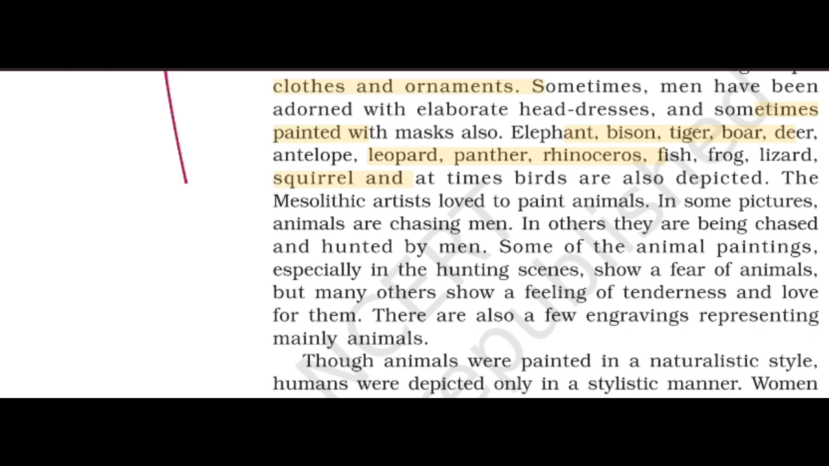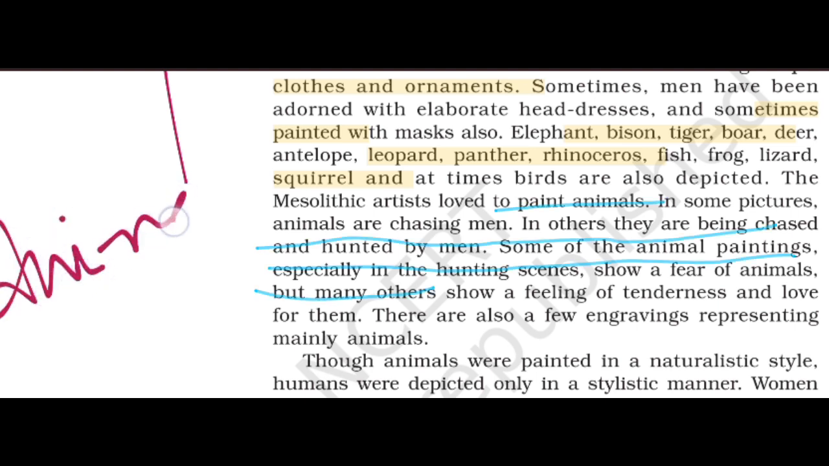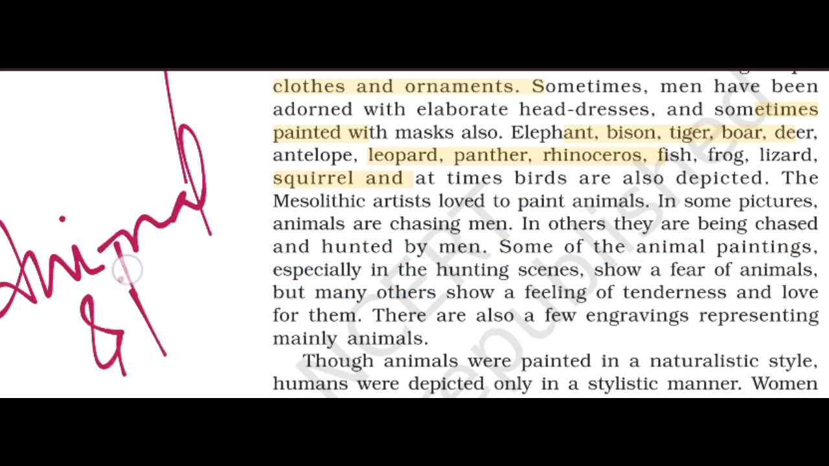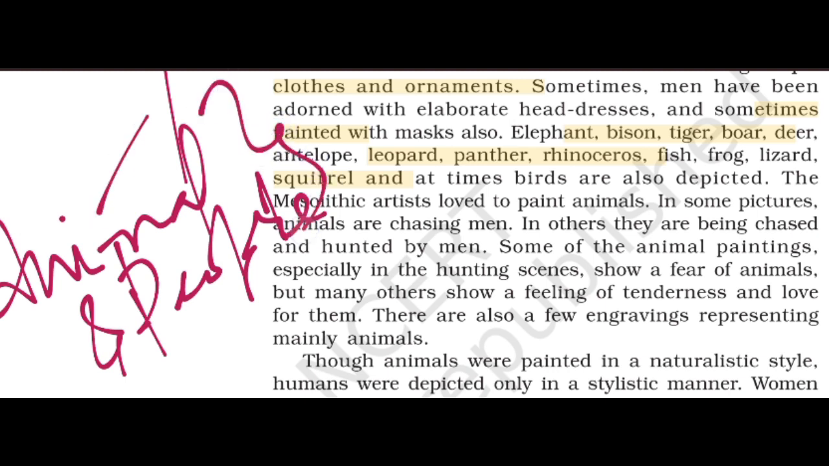Some of the animal paintings, especially in hunting scenes, show a fear of animals, but many others show a feeling of tenderness and love for them. There are also a few engravings representing mainly animals. Basically, this passage is only talking about animals and people, types of animals, and their relation with people of the Mesolithic period and their paintings.